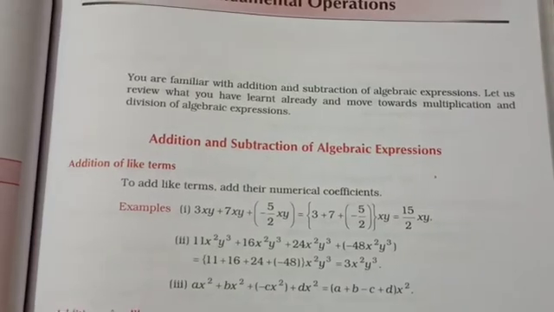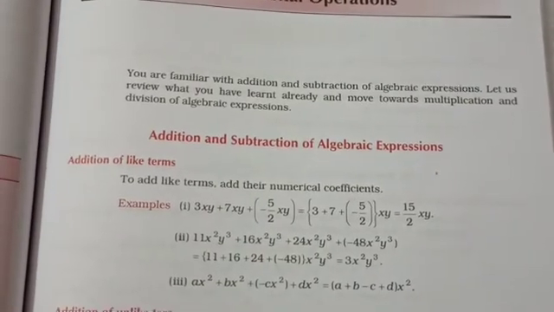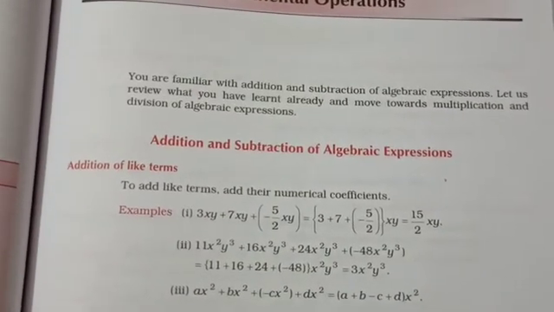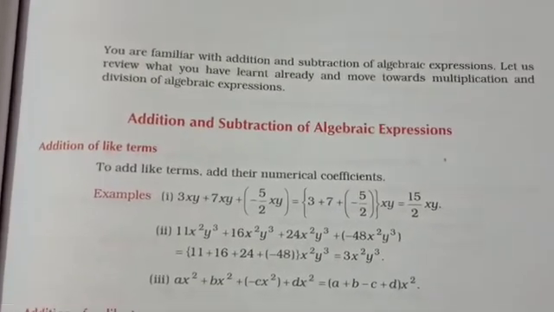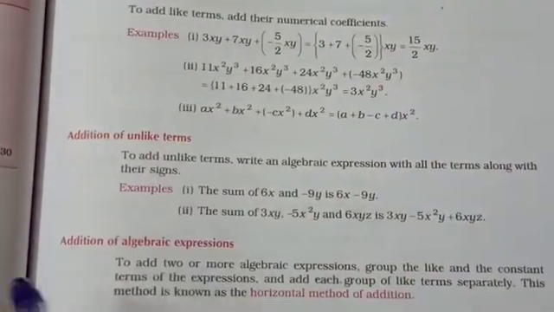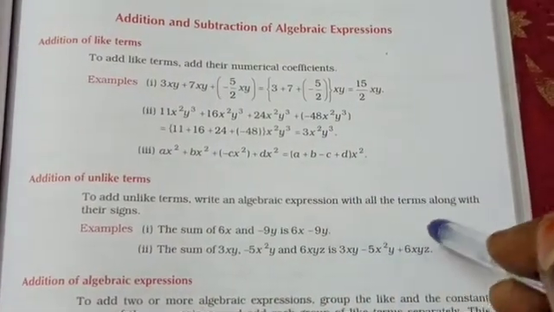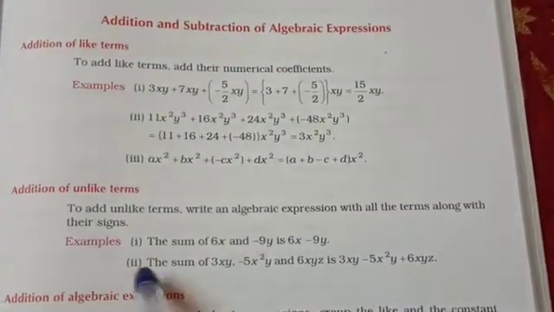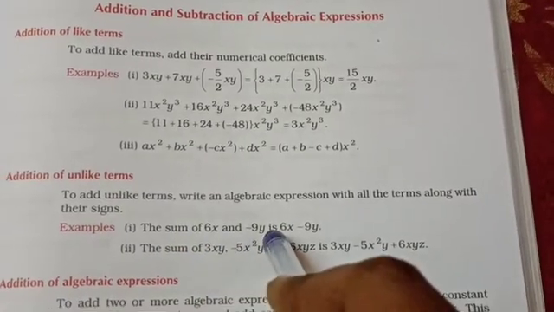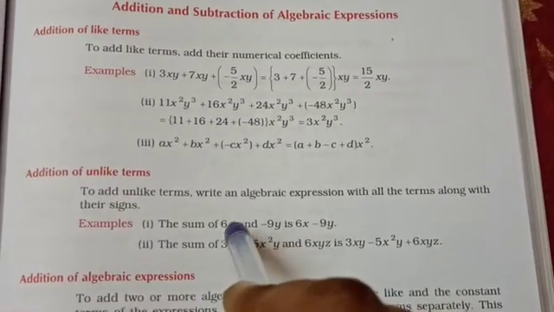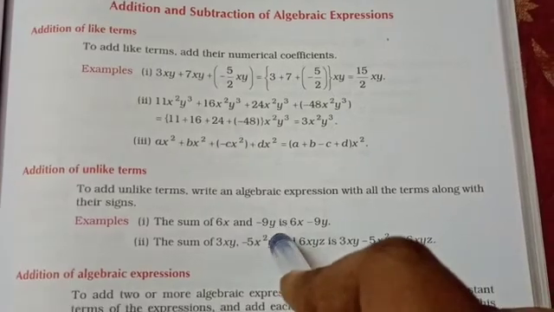That variables are same means the coefficient, that is, numerically some number is there. That number only is added for the addition of like terms. Addition of unlike terms means to add unlike terms, write an algebraic expression with all the terms along with their sign. For example, the sum of 6x and minus 9y.